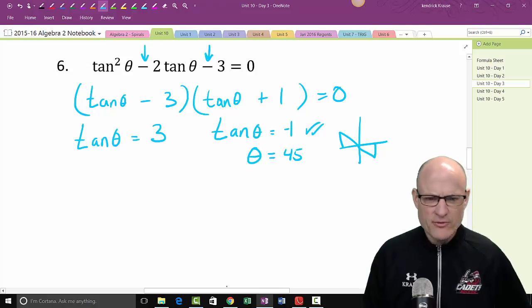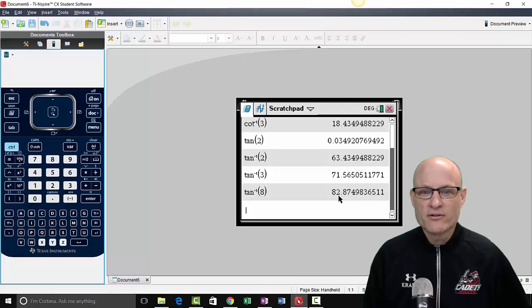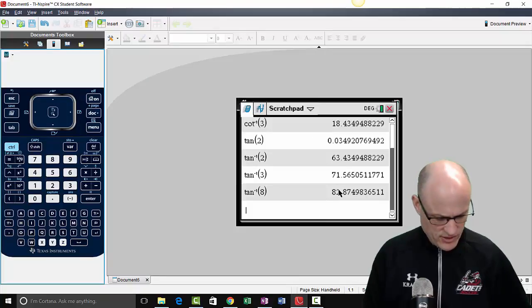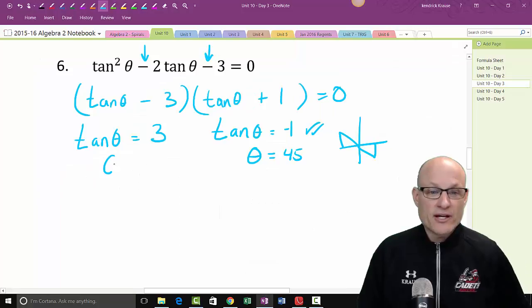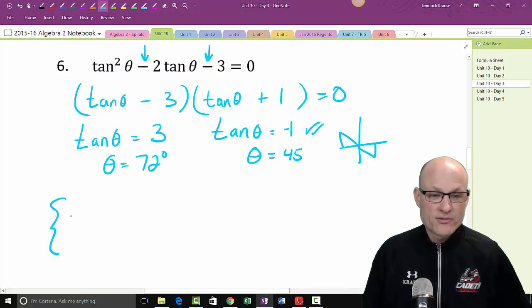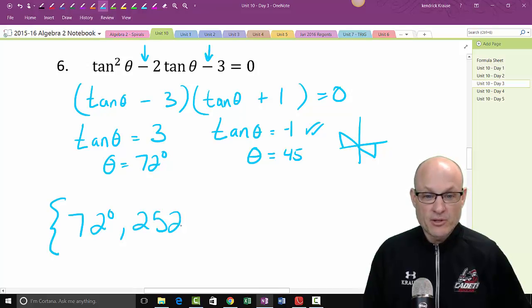Did we do inverse tan of 3 already? I feel like I have. Oh, inverse tan of 3 was 72 degrees. So theta is equal to 72 degrees. So we're going to keep those 2: 72 degrees and 252, which is 180 plus.